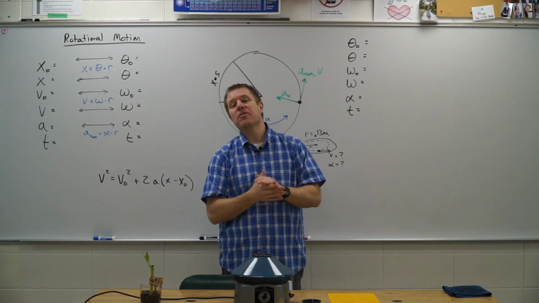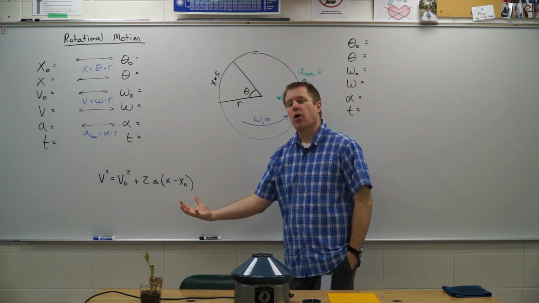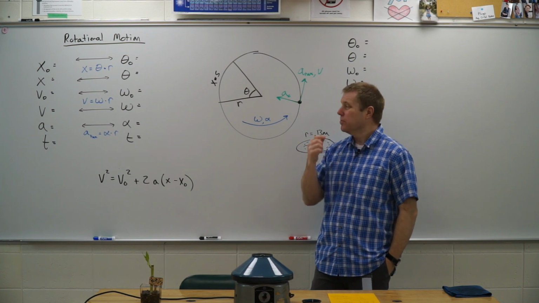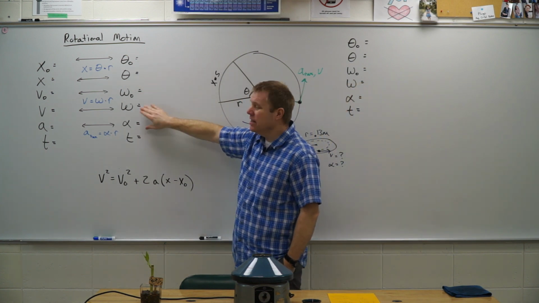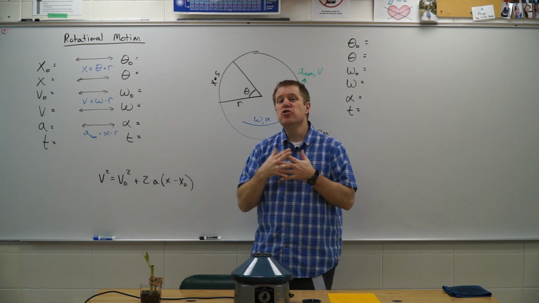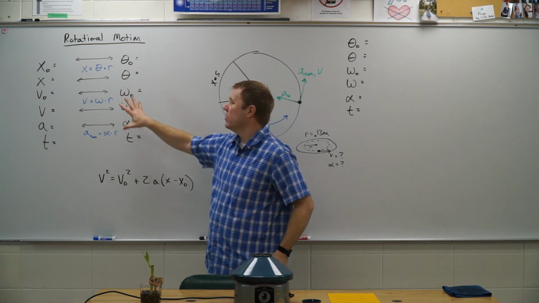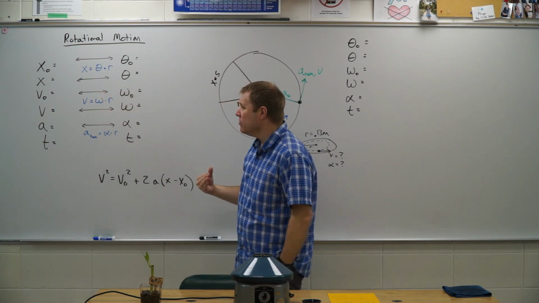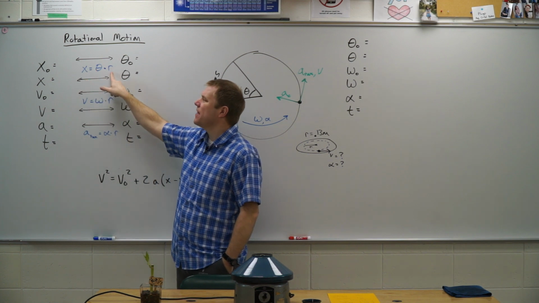All right, let's take a look at rotational motion. Rotational motion is going to bring in a whole new set of variables for us. We're going to have theta, omega, alpha. These are going to be our new variables, and we need to relate them to our old variables, our linear ones. Now we can relate those by saying that the distance traveled is equal to theta times r.